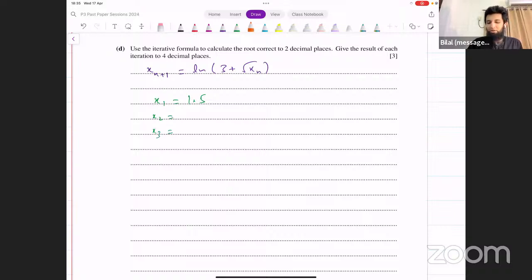In your calculator, you're going to input 1.5. Press the equal button. That will save 1.5 in the answer button on your calculator. Then you write down this function, replacing xn with answer. So you write this function on your calculator like this, ln of 3 plus under root of answer. You write this whole thing on your calculator and then just press the equal button. And that will give you x2. You press the equal button again, you get x3, x4, and so on.